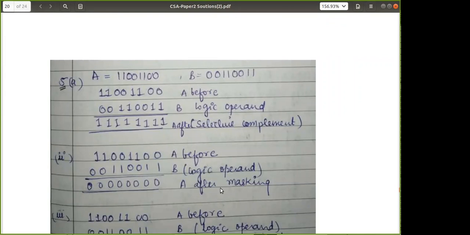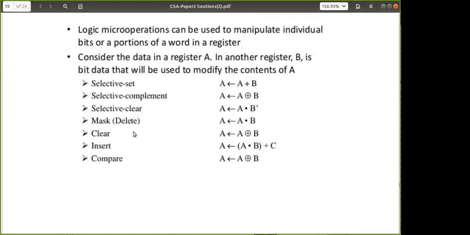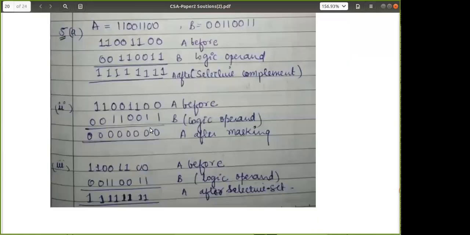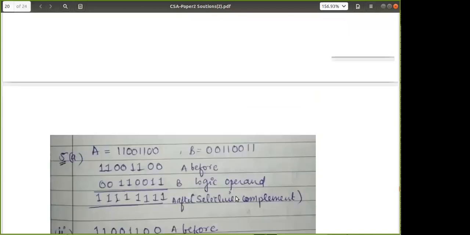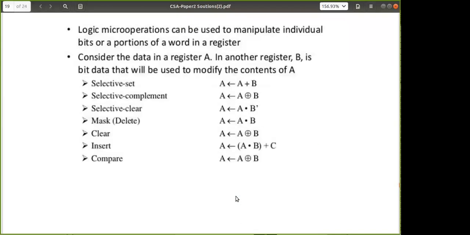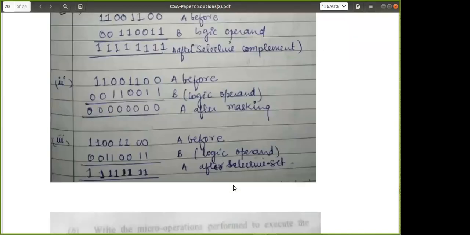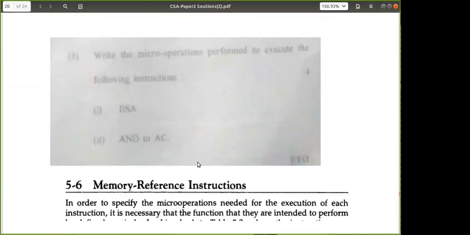For masking, we have A dot B. So you can see the A here if we perform A dot B, and for selective set we will do A plus B. And then let's move to the next part.